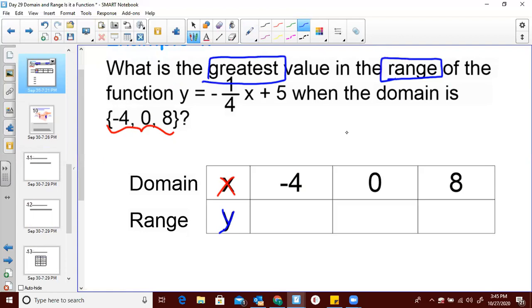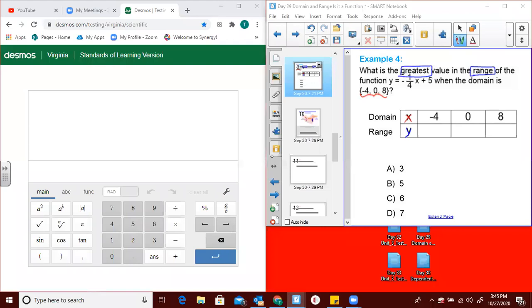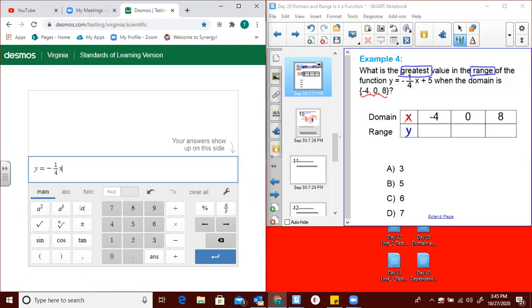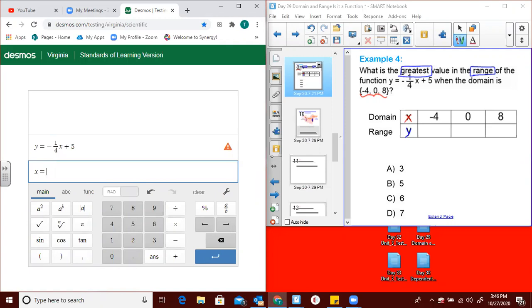All right, so just to kind of show you on Desmos, well, we know that the function is y equals -1 divided by 4x plus 5. So I'm going to go x equals. Well, I know that I need to put in a -4, a 0, and an 8. So put in a -4, and you'll see that I get a 6 for my range.